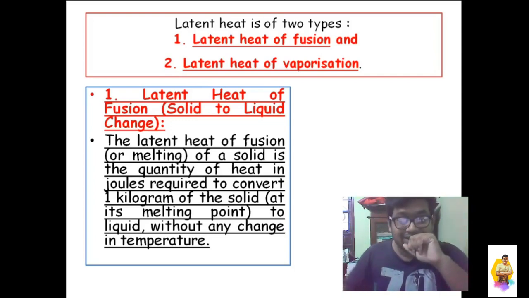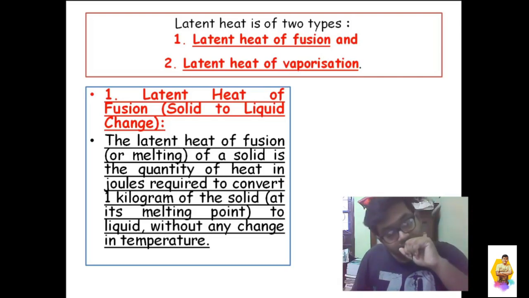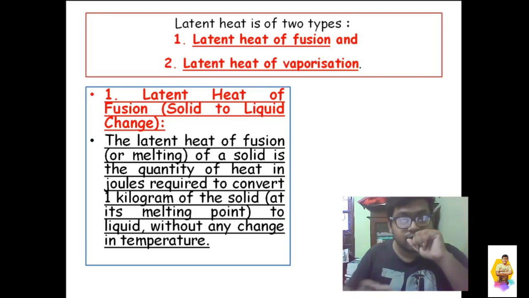So first of all, what is the definition? Latent heat of fusion. Fusion is nothing but the conversion of a solid into liquid. That means from ice to water. So the definition is quite simple. That is, the latent heat of fusion or melting of a solid is the quantity of heat in joule required to convert 1 kilogram of a solid at its melting point to liquid without any change in temperature. So we don't change the temperature, we just change the state of that particular solid into liquid.